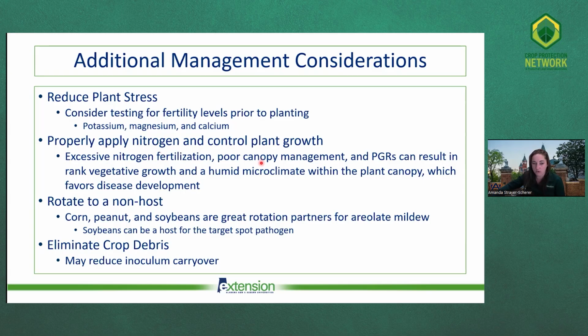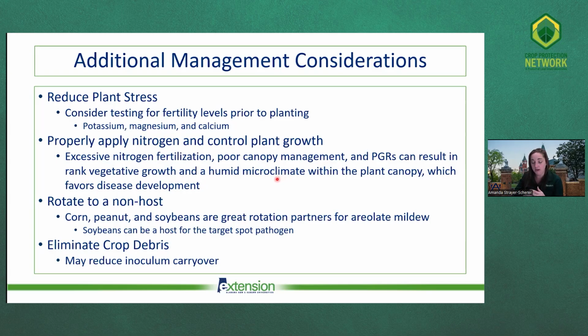Now we have a bit more data on this regarding target spot, but when you look across crop systems, even in turf, we see excessive nitrogen fertilization or deficiencies in nitrogen can promote disease development. So in addition for cotton, poor canopy management, by not applying plant growth regulators properly, and also maybe over irrigating, can get you rank vegetative growth, and it can create a humid microclimate within the plant canopy, which often favors disease development.